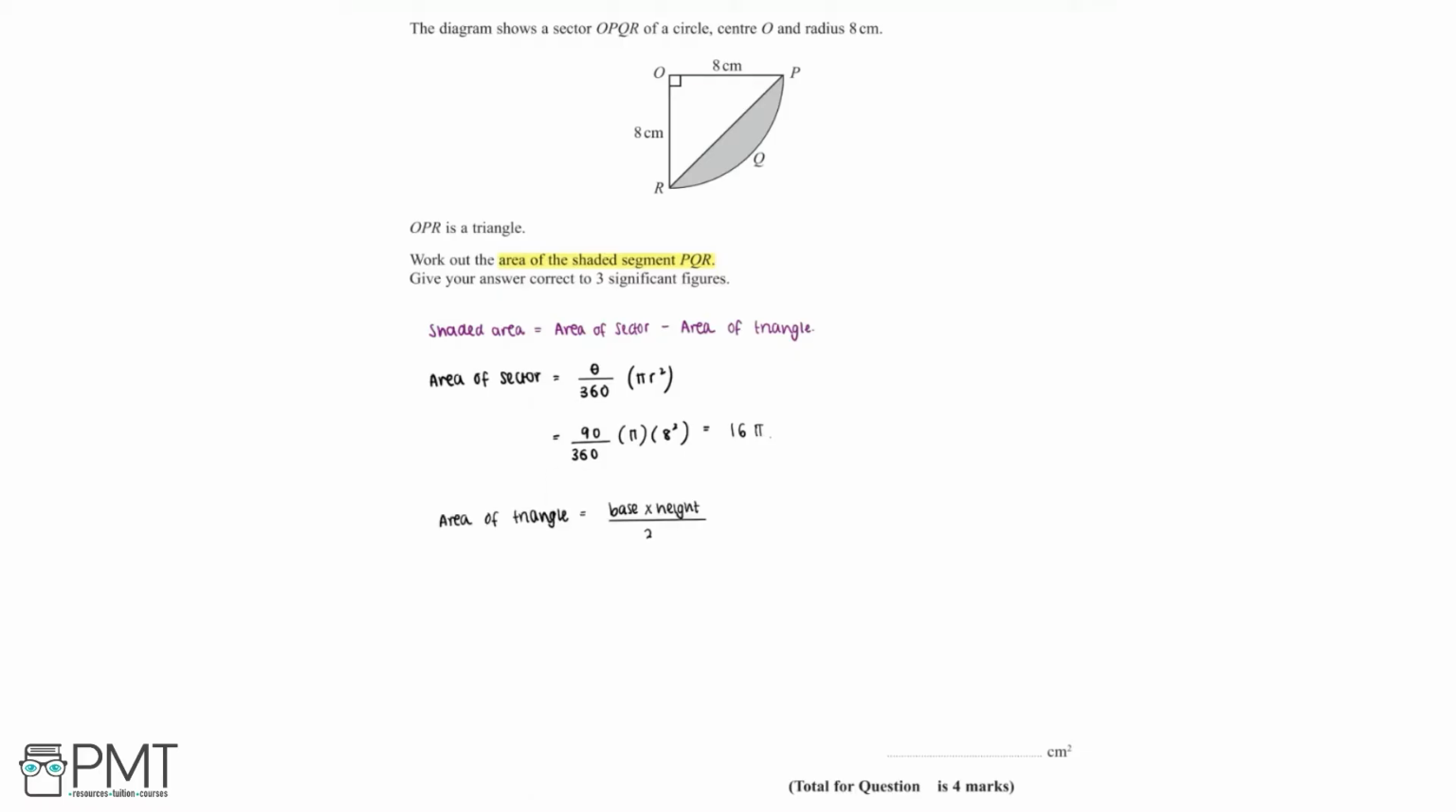We have a base of 8 cm and a height of 8 cm, and so base times height divided by 2 is equal to 8 times 8, all divided by 2, which is equal to 32.